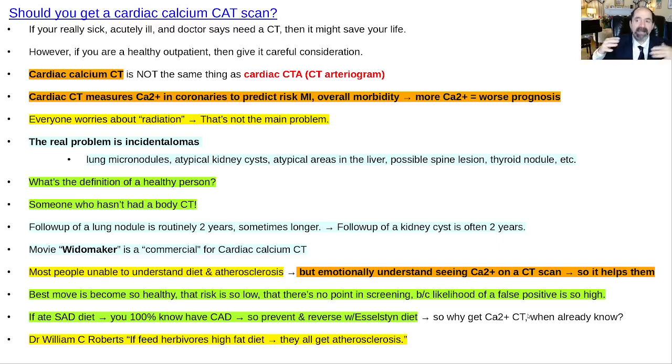We're going to talk about a non-contrast CT of the chest through the heart to look at the calcifications of the heart. So first of all, most people who don't have a lot of experience with radiology, they all worry about radiation. Oh my God, what's the radiation? Yeah, you don't want unnecessary radiation without a good reason, but that's not the main problem with getting screening CAT scans, okay?